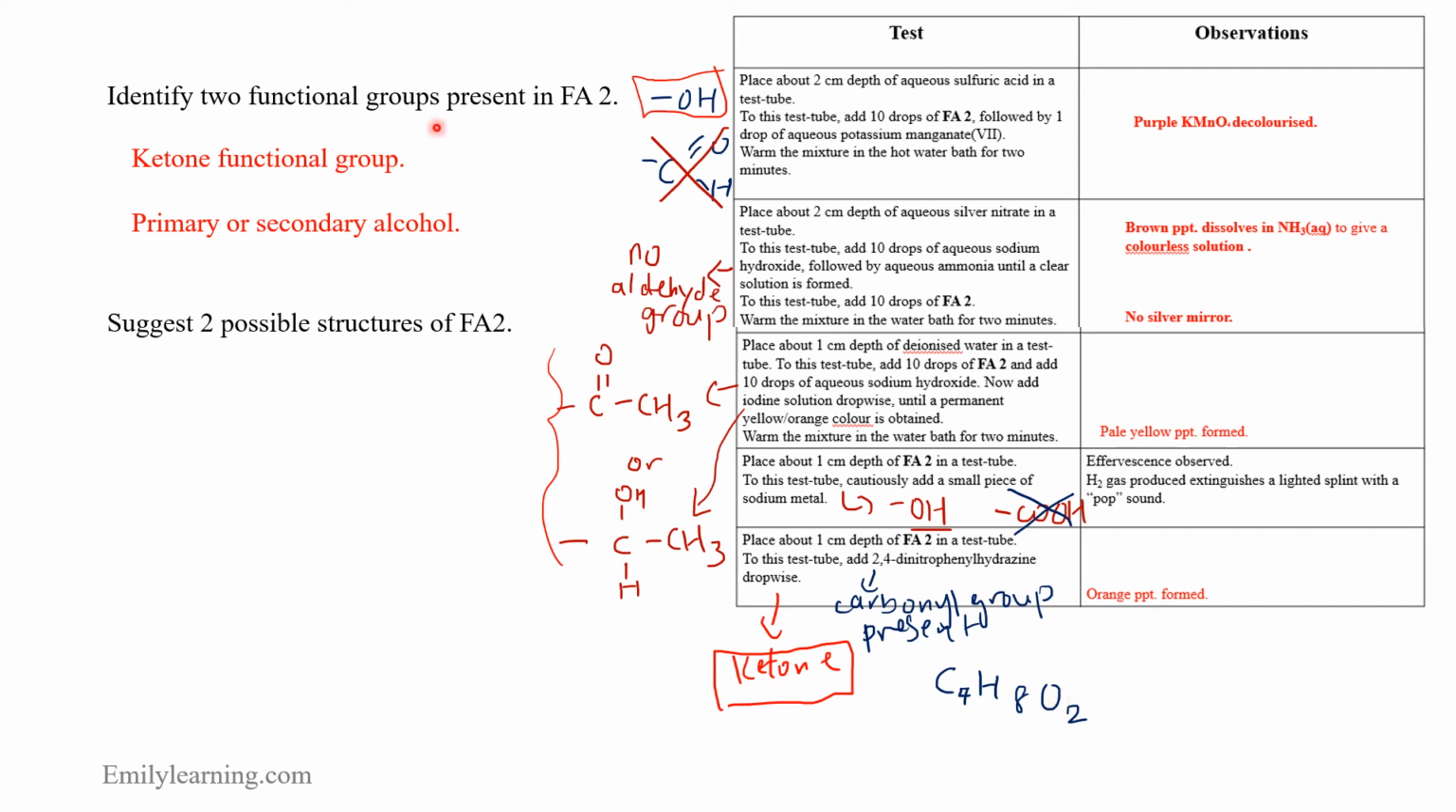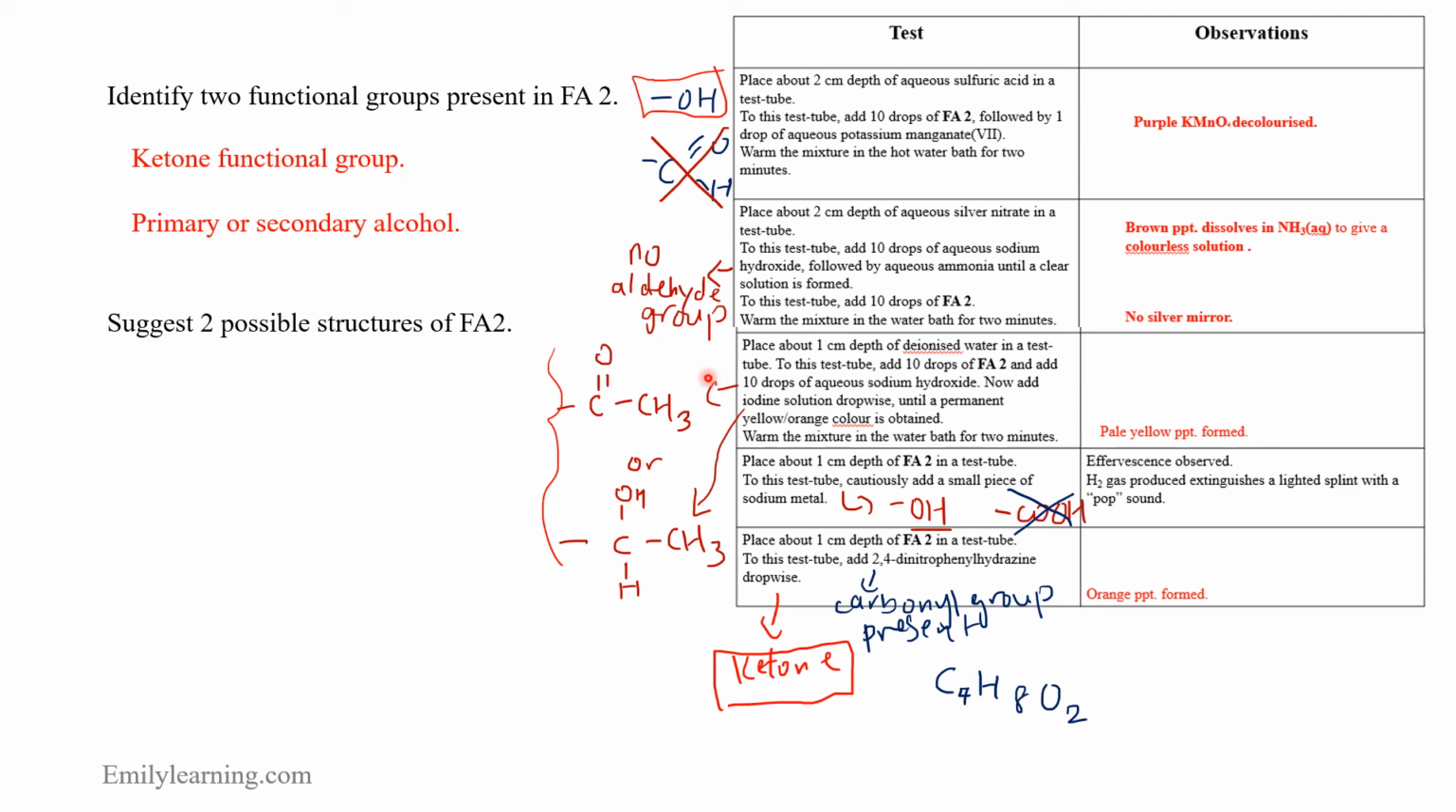I know that it has a ketone group and a primary or secondary alcohol. I know that it must have this structure, either this structure or this structure. So there are many possibilities. Maybe you can pause the video and try drawing 2 possible structures that have a ketone group, a primary or secondary alcohol, and either one of this structure. Once you're done, let's continue. All right, are you done?